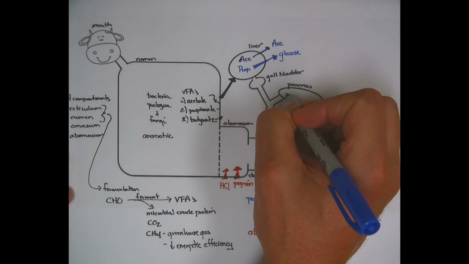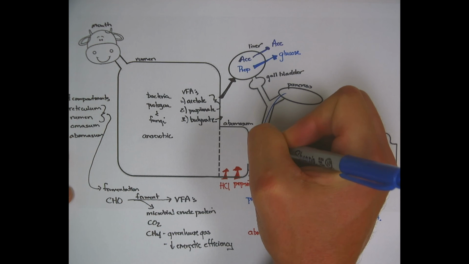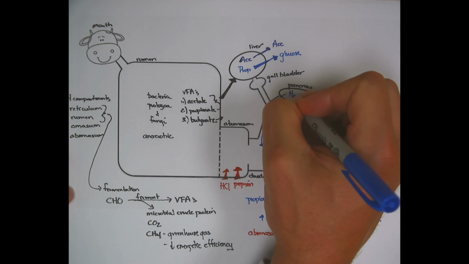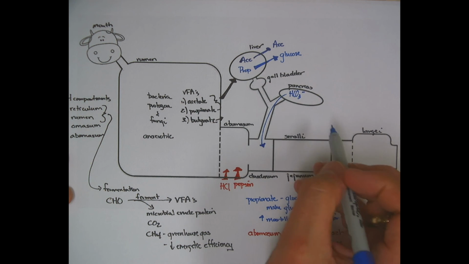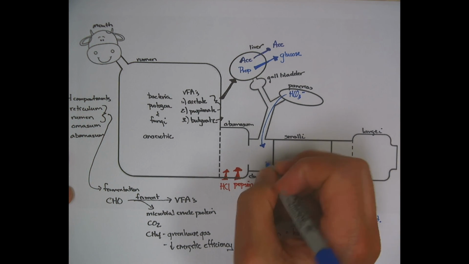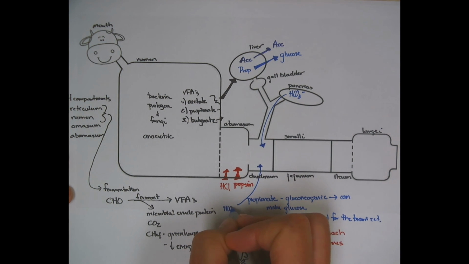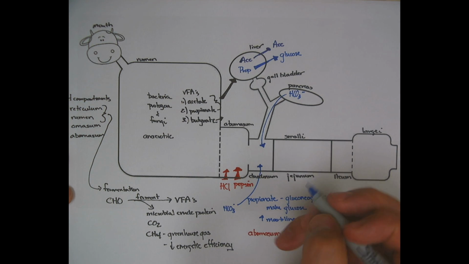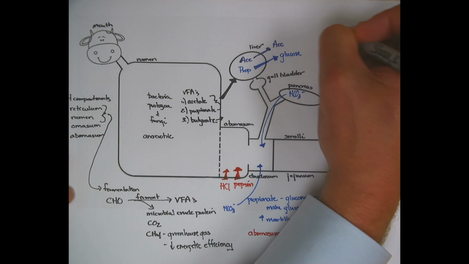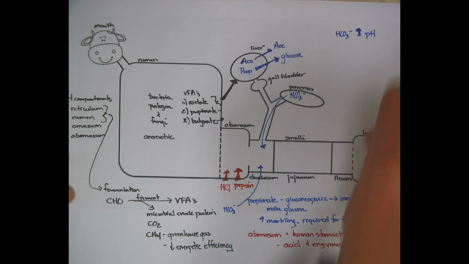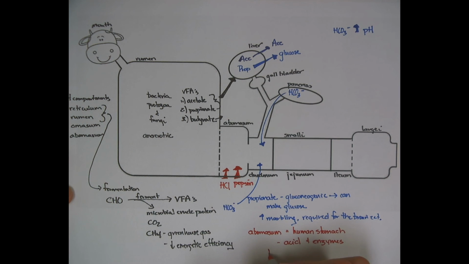And we have secretions coming from the duodenum. They come from the pancreas. And the first secretion is HCO3-, and that's buffer. It's a bicarb. And that's also secreted by the small intestine. And the reason we want to do that is HCO3- increases pH. HCl decreases pH.